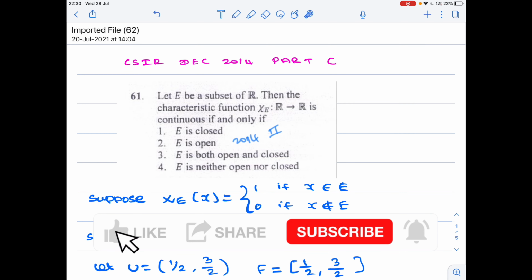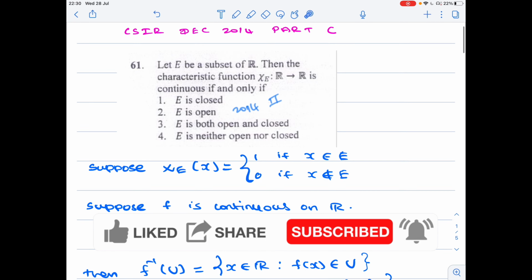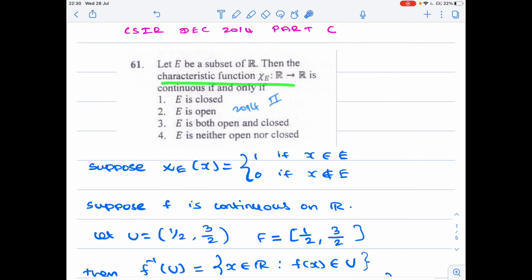Mathematicians. Today we see a nice real analysis problem asked in CSIR December 2014. It's a Part C problem and it is about characteristic functions and continuity.